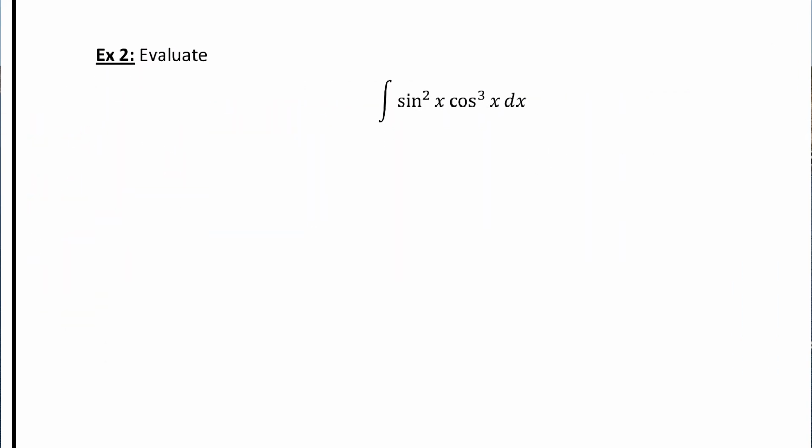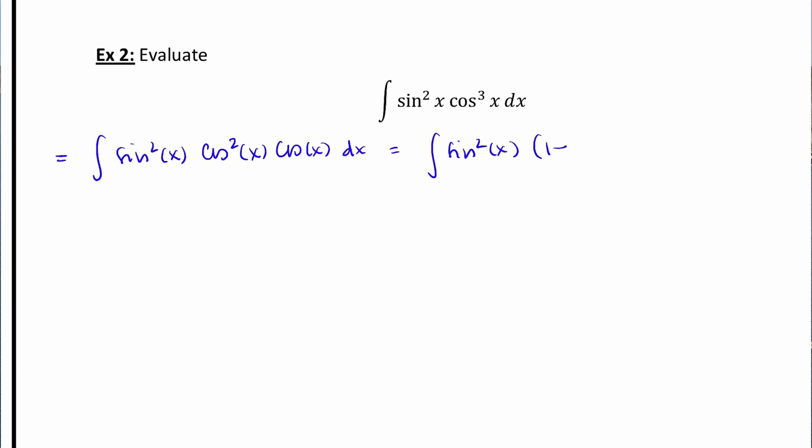I'm going to rewrite my integral. I leave my sine squared of x alone, and I write my cosine cubed as cosine squared of x times cosine of x dx. By doing so, I get sine squared of x, and we know that cosine squared of x is equal to 1 minus sine squared of x, and then we have our cosine of x dx. One more time, sine squared, I'm writing cosine squared as 1 minus sine squared, and then cosine of x.